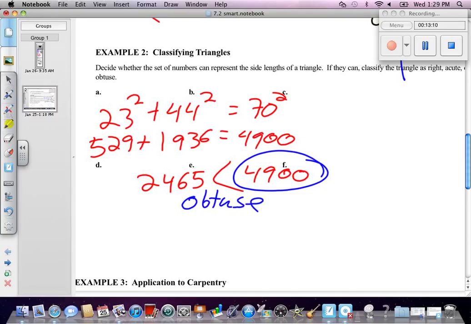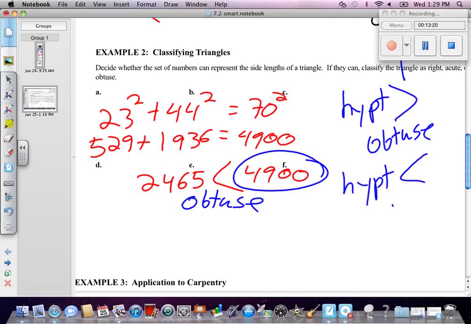Okay. Hypotenuse. If the alligator eats it, obtuse. We've got the hypotenuse. Alligator doesn't eat it, acute. Hypotenuse is equal to the sum, it is a right triangle. Okay. Let's do another one.